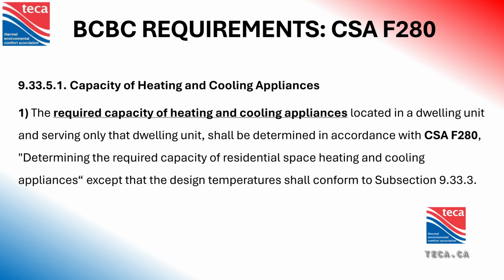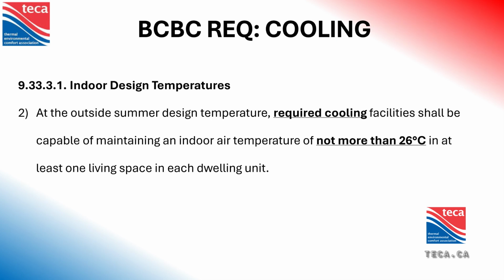This is the code clause in 9.33 that says the capacity of heating and cooling appliances has to be sized using CSA F280. Before the 2024 BCBC rollout, it only applied to heating, but now it applies to both heating and cooling appliances. And this is the sentence that deals with a refuge room. It says, at the outside summer design temperature, required cooling facilities shall be capable of maintaining an indoor air temperature of not more than 26 degrees C in at least one living space in each dwelling unit.